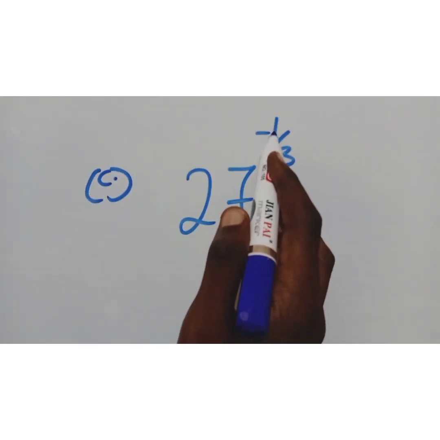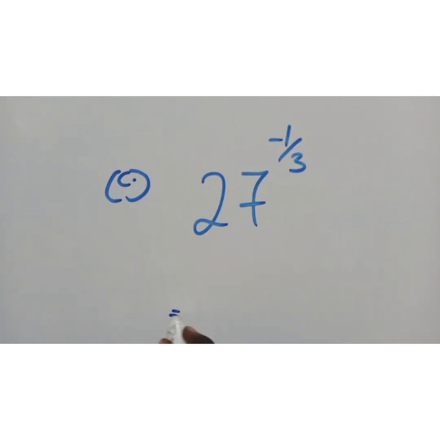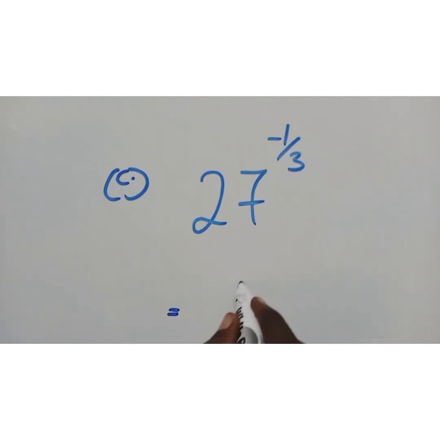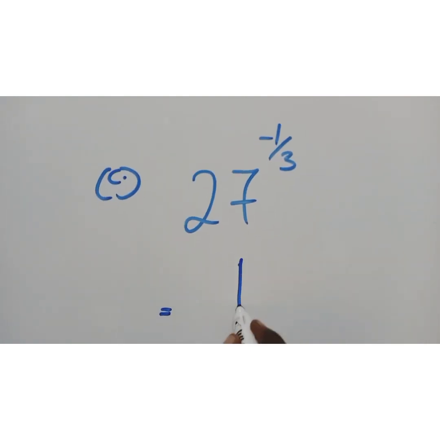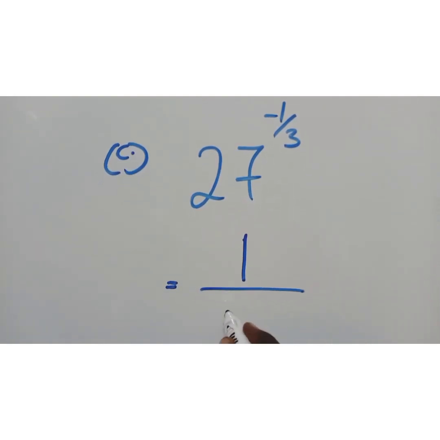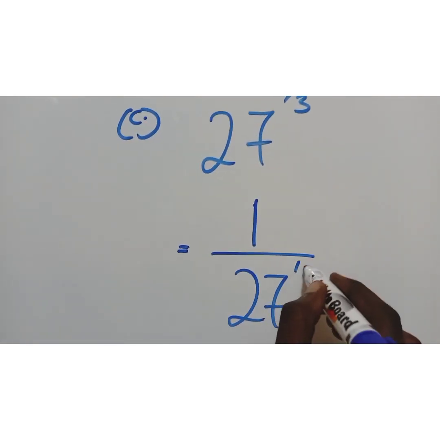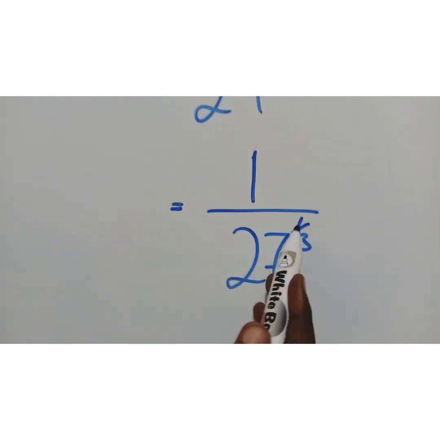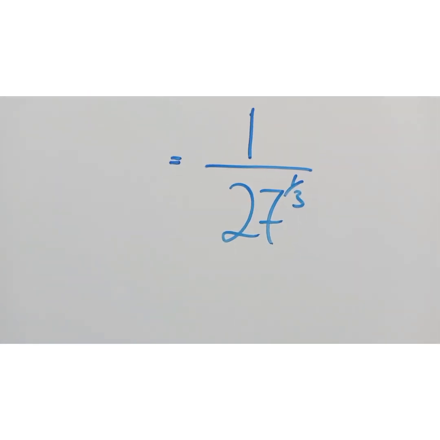Then we have negative 1 over 3. As I said, we don't need the negative power. What I do, I introduce a 1. So 1 over 27 to the power 1 over 3. So once I introduce a 1, the negative disappears. So this is what we have.